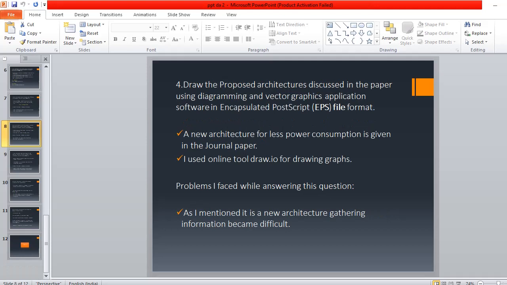Coming to the fourth question, it says to draw the proposed architectures discussed in the paper using diagramming and vector graphics application software. In my journal paper, a new architecture for less power consumption is given. As it is the latest journal paper, they propose a new architecture which has some adders and some buffers to consume less power. So I used the online tool Drawio for drawing these diagrams, and also Microsoft Office Suite.